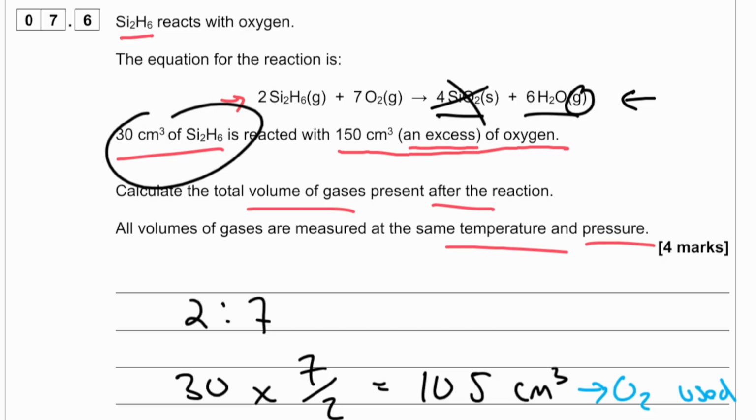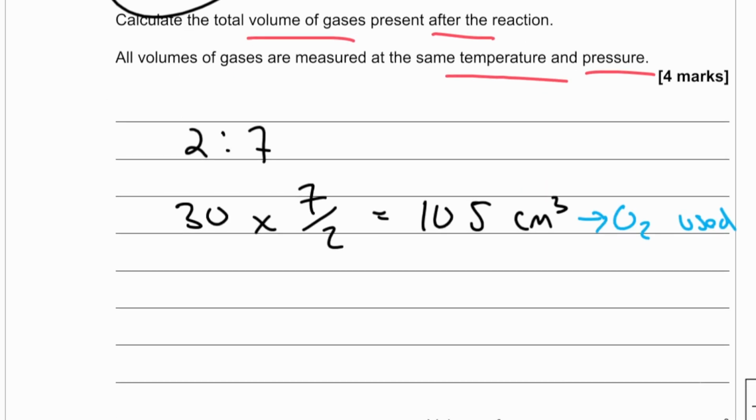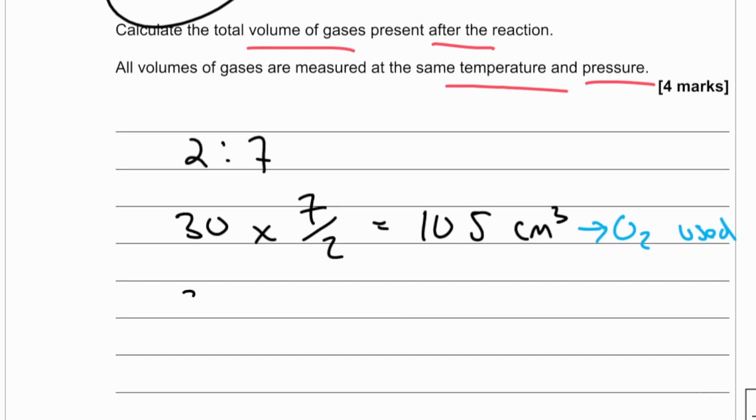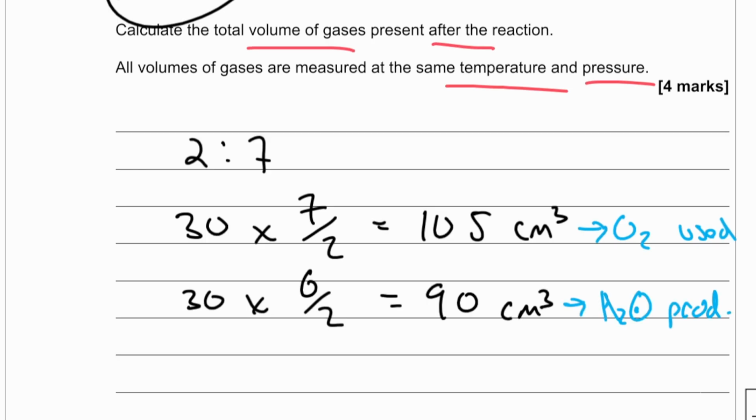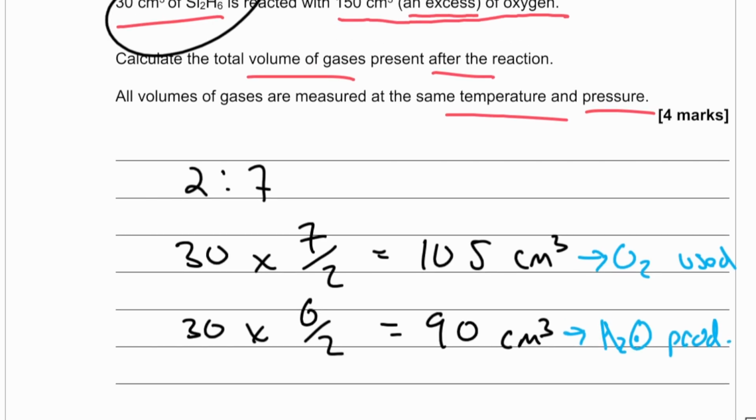We can see that for every 2 moles of Si2H6 you produce 6 moles of water. So therefore you can basically use the same technique. So the 30 centimeters cubed of Si2H6 multiplied by 6/2, because this time it's a 2:6 ratio. 6/2 is just 3, so you should get that you end up with 90 centimeters cubed of water produced. So again, I'll make a note of that. So essentially now you've done most of the calculations that you need to do.